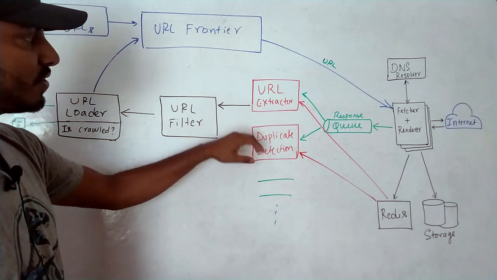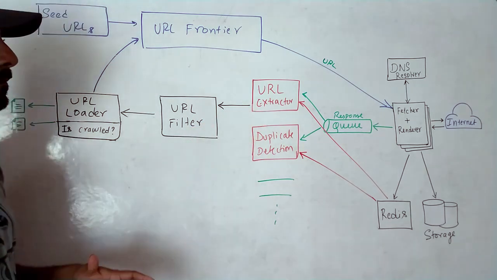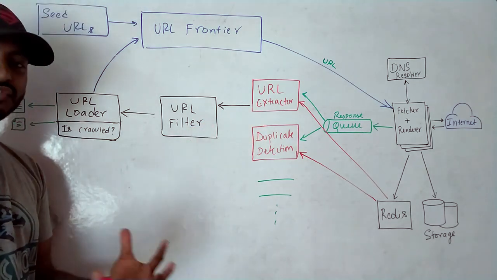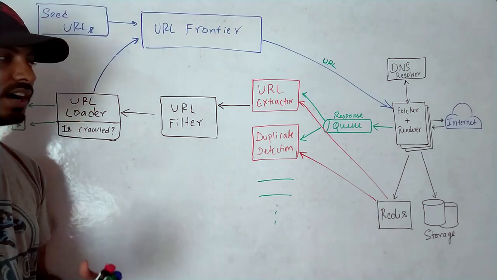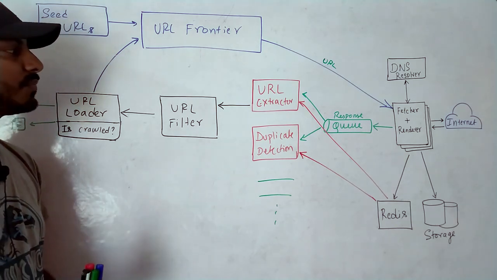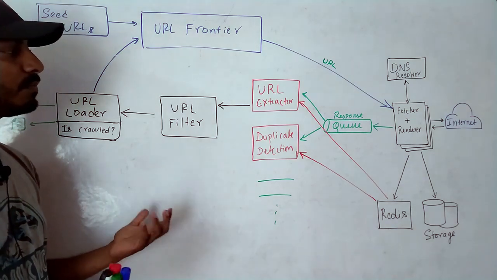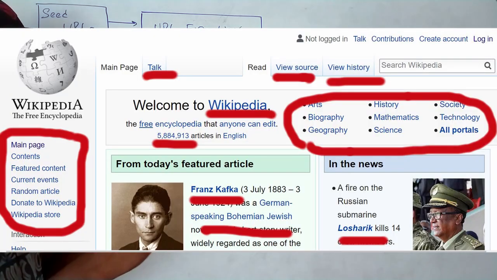So the next thing we need to know is the URL extractor. What it does is, as the name indicates, extract the URLs from the page which we just got or crawled. So what does it mean? Basically, we will find a lot of URLs, like in this picture. This web page has a lot of links in the page itself.